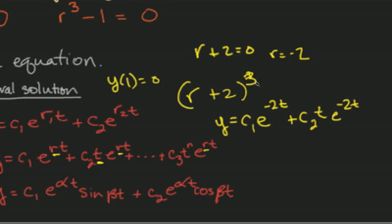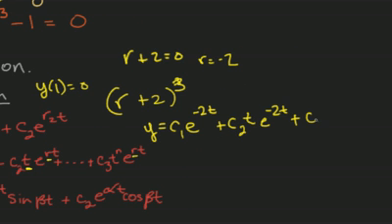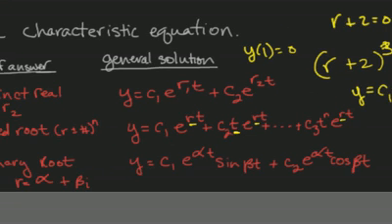Are we done? No, because that's a 3. We have to go one more. So it'd be plus c3 t squared e to the negative 2t. All right? So that's how you do the repeated roots.